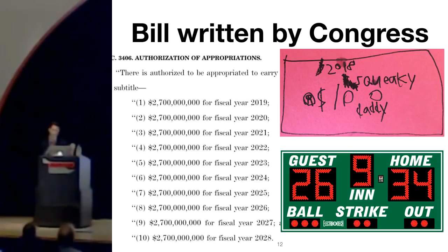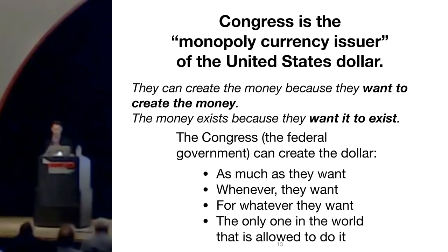So writing a number into a bill, I'll take questions at the end, forgive me. Writing a number into a bill is very similar to a child drawing a $1 trillion bill or a $100 bill on a piece of construction paper. It is very similar to choosing to tick up the score on a scoreboard. They can create the money because they want to create the money. The money exists because they want it to exist.